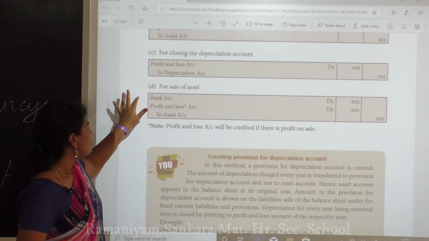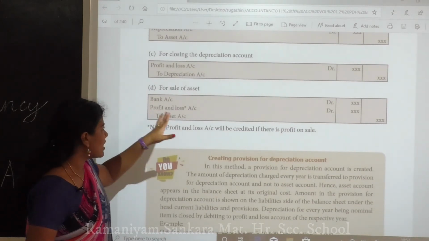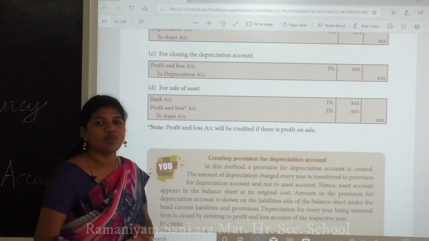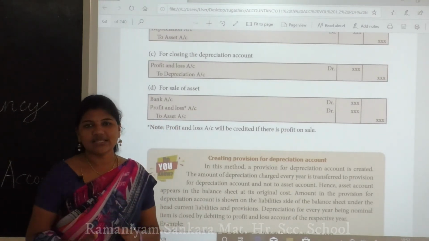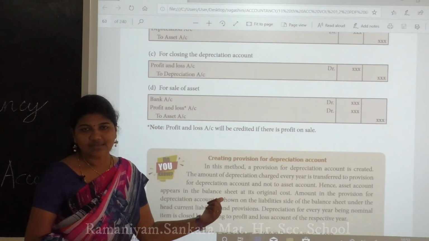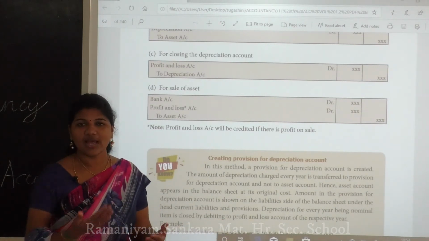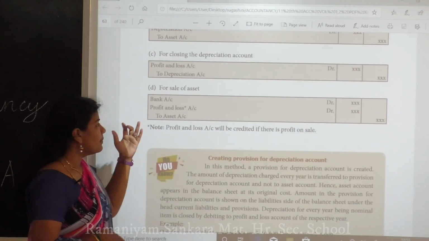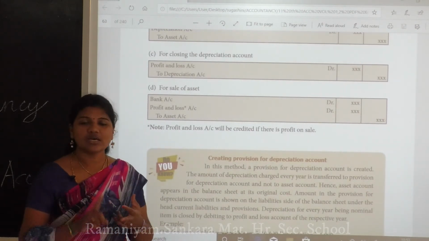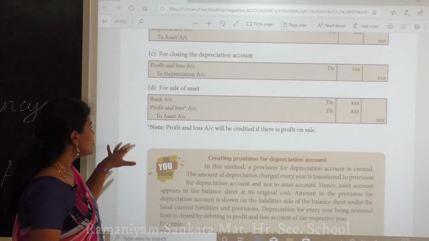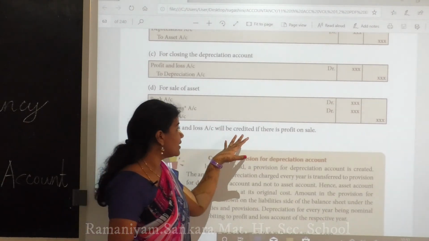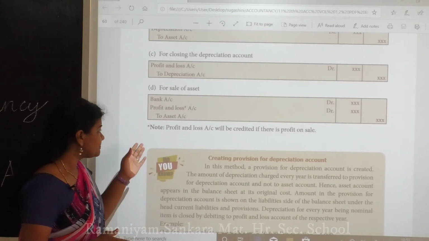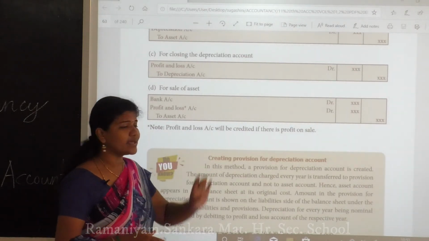Next one is for sale of assets. So bank account debit, profit and loss account debit to asset account credit. What are we going to sell? The asset is going to be sold, so that is credited. The amount is coming to us. So the bank is debited, as well as the profit and loss account is debited, and the asset account is credited. The profit and loss account will be credited if there is profit on sale.